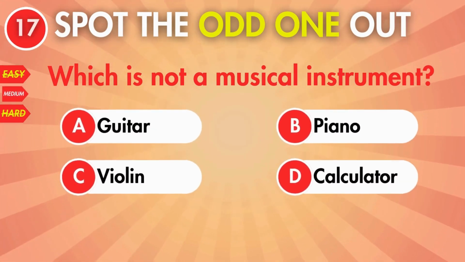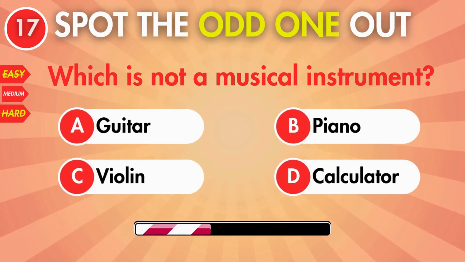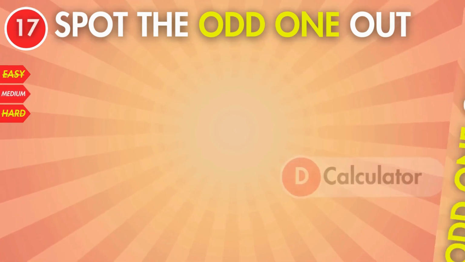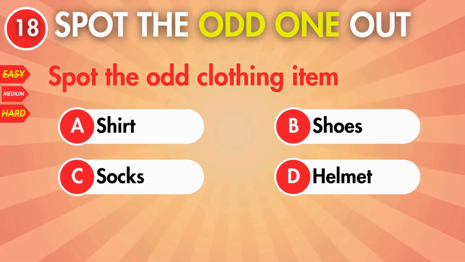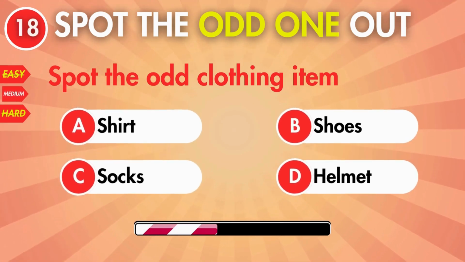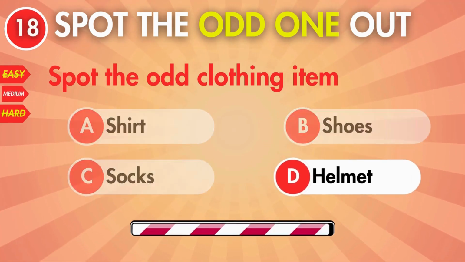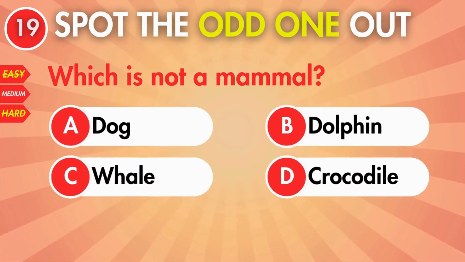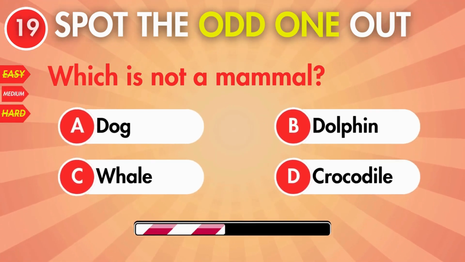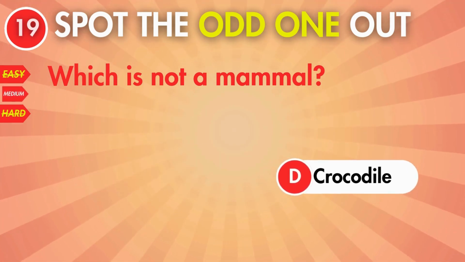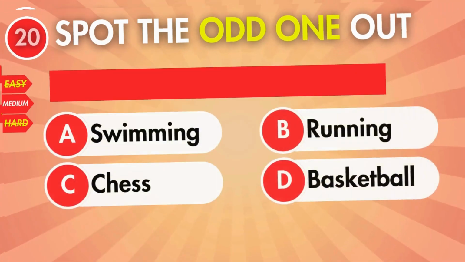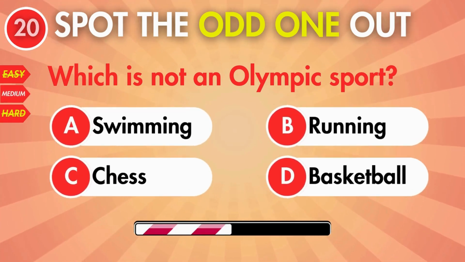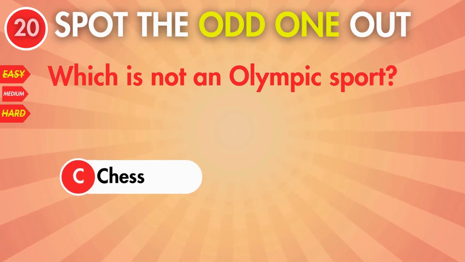Which is not a musical instrument? Calculator. Spot the odd clothing item. Helmet. Which is not a mammal? Crocodile. Which is not an Olympic sport? Chess.